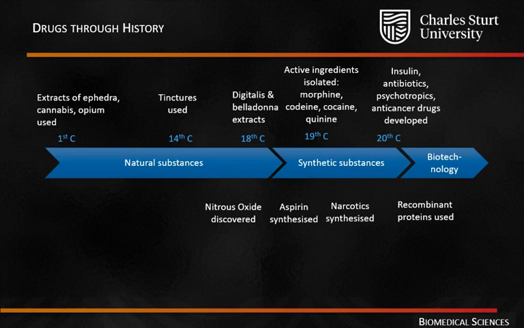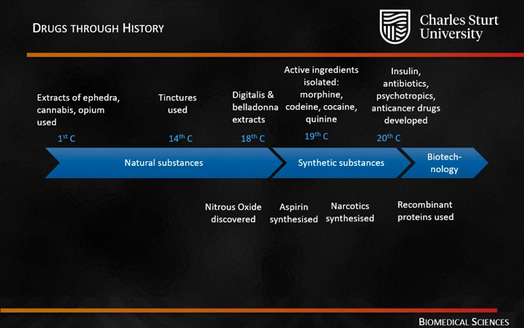Now for a little journey through history. So the use of drugs and medication has actually been going on for quite some time. So you can actually go and have a look at historical extracts and find uses of extracts of ephedra, cannabis, opium from the 1st century onwards, and it probably extends well beyond that as well, into the BC range.